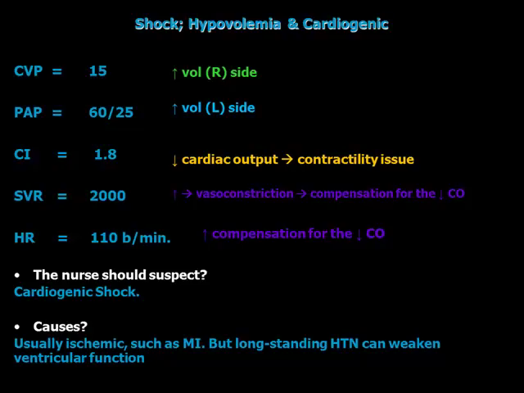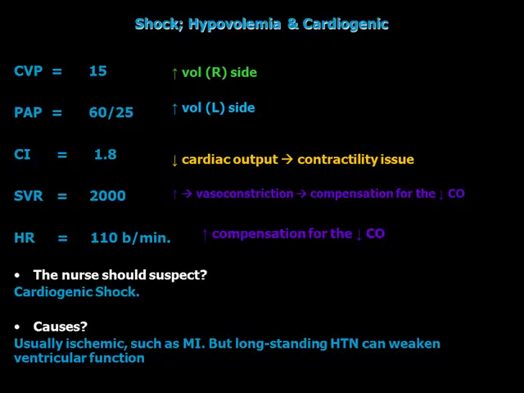A heart rate of 110, again, is sympathetic nervous system activation because of the decreased cardiac output. What should the nurse suspect? Well, again, your odds are in favor of cardiogenic shock because we already used hypovolemic. The only one left is cardiogenic. But hopefully you see why this is cardiogenic.